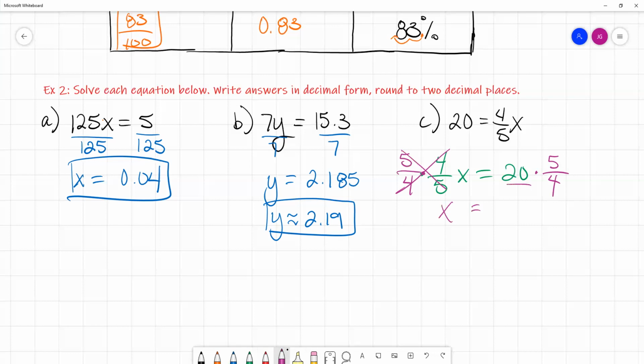And then over here, this is 20/1. So I multiply across, I get 20 times 5 is 100 divided by 4. That's going to be 25. And so here I don't need to round, so I just have x equals 25.